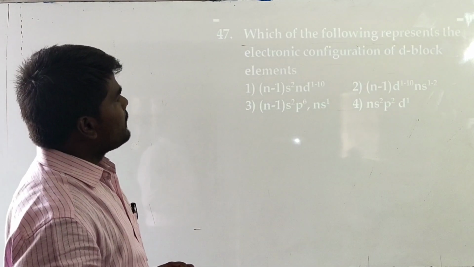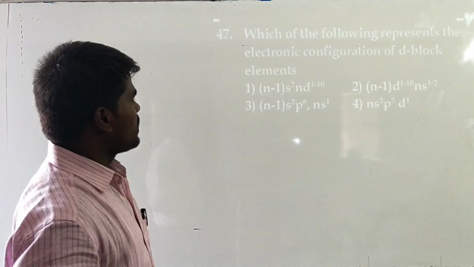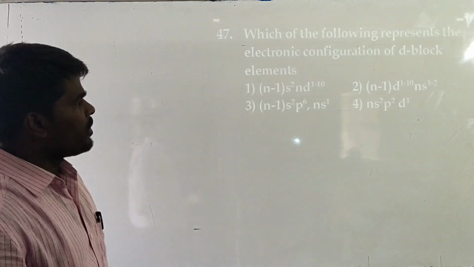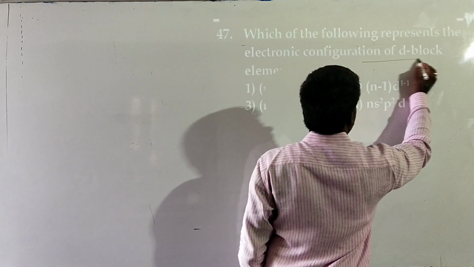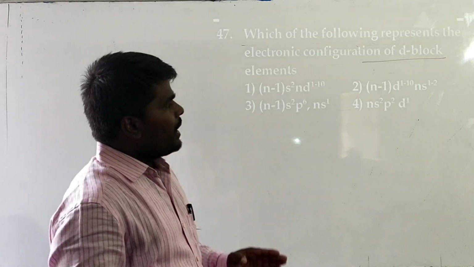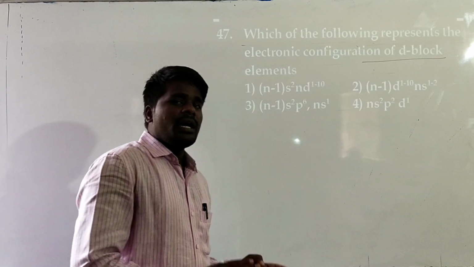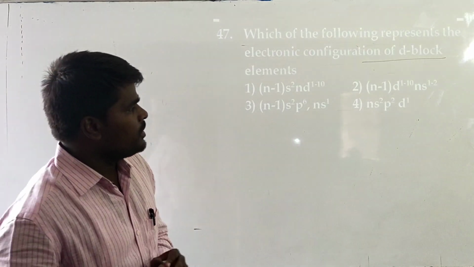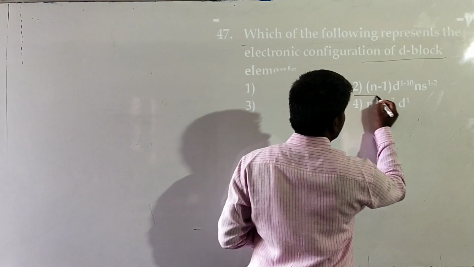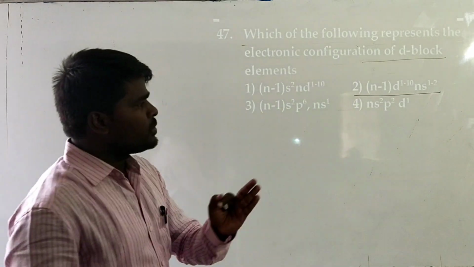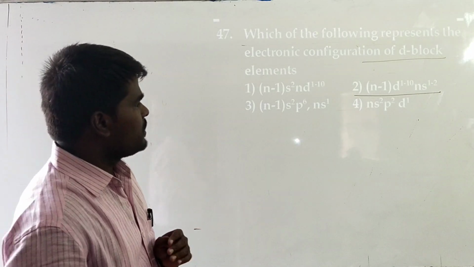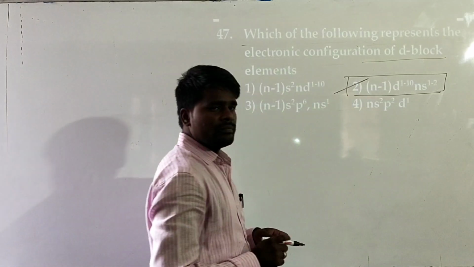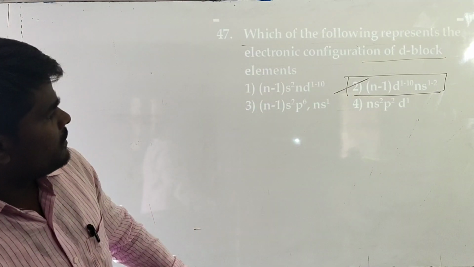Which of the following represents the electronic configuration of d block elements? A simple direct question is asking the general valence electronic configuration of d block elements. First of all, try to understand what is meant by d block elements. Elements in which electrons enter the d subshell of the penultimate shell are called d block elements. Their valence electronic configuration will be (n-1)d1 to 10, ns1 to 2. This is the general valence electronic configuration of d block elements. It's a direct question.